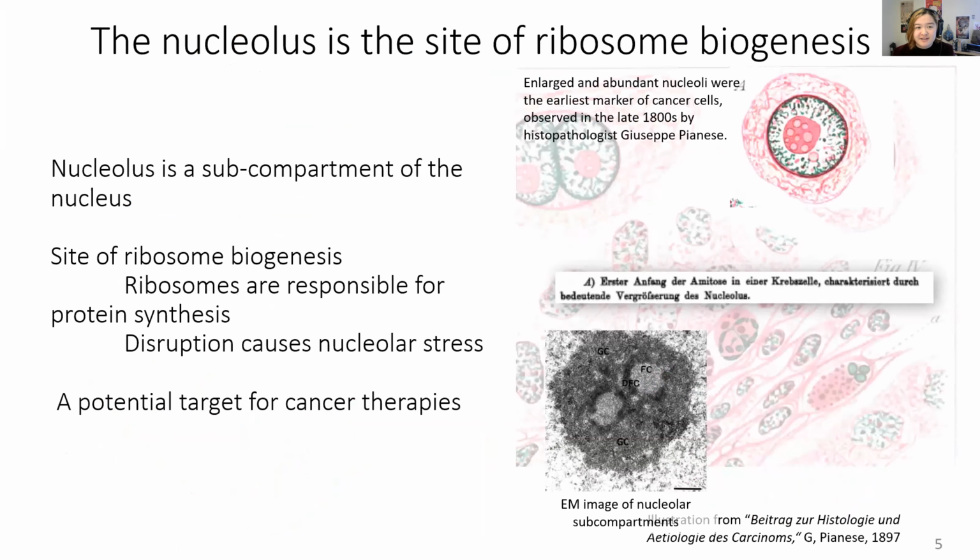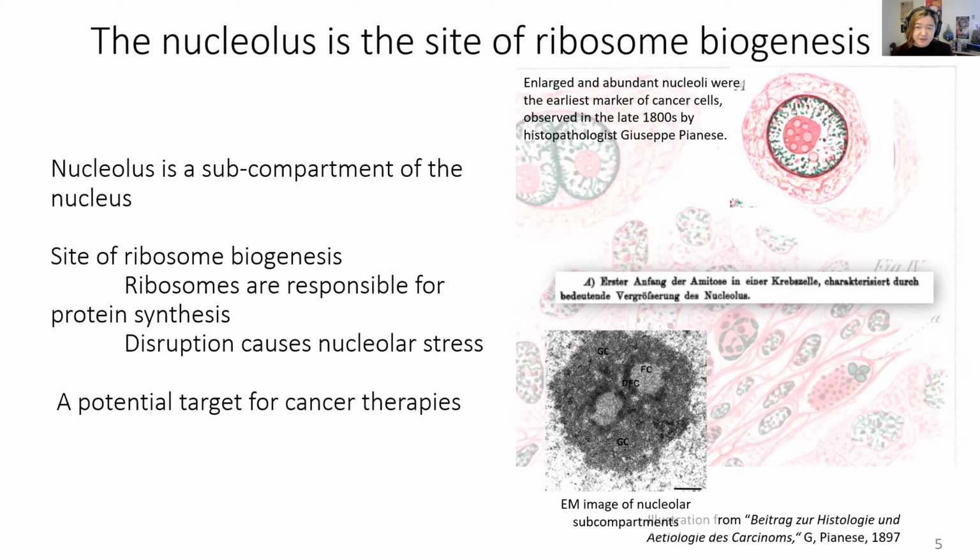So a little bit of context for this: the nucleolus is essentially just a subcompartment of the nucleus, and one of its functions is that it's the site of ribosome biogenesis, and ribosomes synthesize proteins. So this paper was able to identify that certain compounds, such as oxaliplatin, were actually targeting ribosome biogenesis and therefore hindering the cell's ability to successfully synthesize proteins.